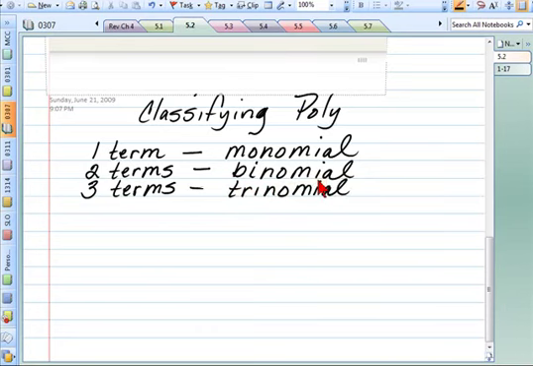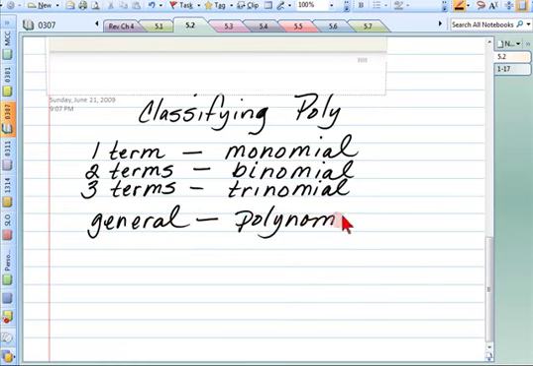There are no other names. So the general name is polynomial, with the prefix poly usually means many. So we can have special names for special polynomials, and then all the rest of them are just polynomials. Okay.